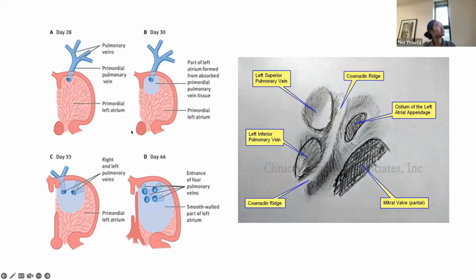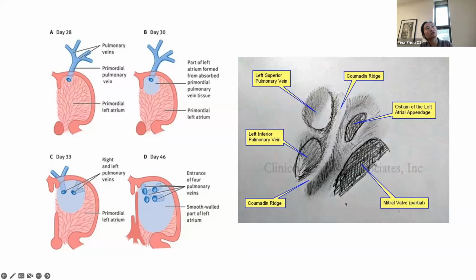So here a little bit more embryology. I won't go into details, but as opposed to the right atrium, where you have the pyramidal atria and the sinus venosus that form the atrium, on the left side, you have the pulmonary vein as well as the primordial left atrium. As you can see, the part from the vein kind of invaginates into the primordial left atrium. So this usually is more of a smooth part, while this part usually is more trabeculated, and the Coumadin ridge is just sort of in the middle.